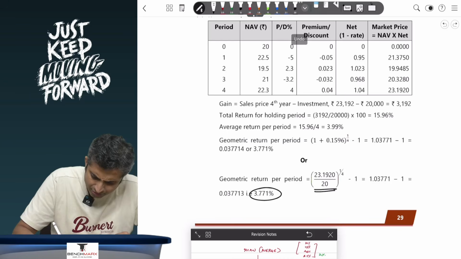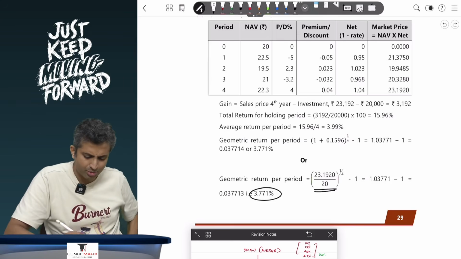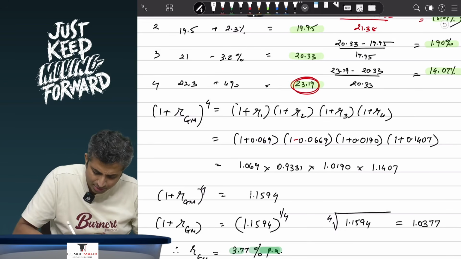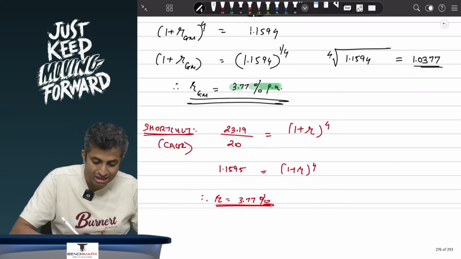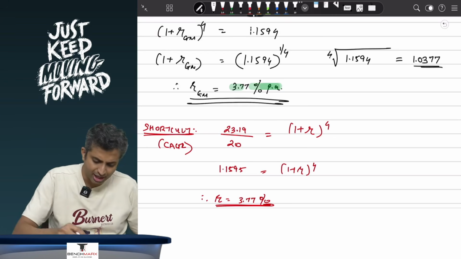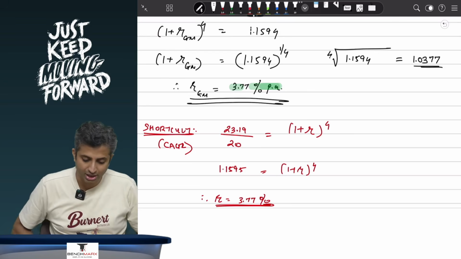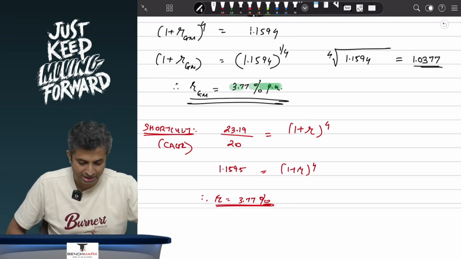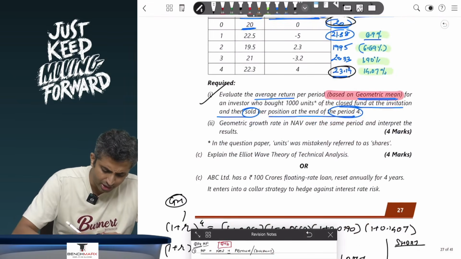When you are multiplying each of these numbers, I would take the longest method, and that will preferably be the method that we will solve. So over here, if I take the return for the geometric mean purpose, this will be coming to 1.0377 or 3.77%. A shortcut can be, you can directly say that 20 becomes 23.19. Geometric mean is nothing but a compounded annual average growth rate, CAGR, and hence if 20 becomes 23.19, then your r is 3.77. That is possible in the first as well as in the second subpart. Okay, so this is subpoint 1 in point B.